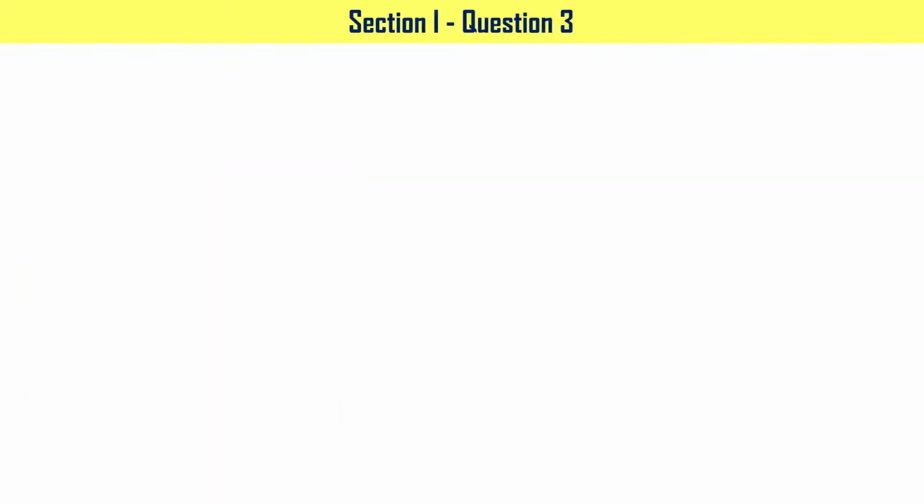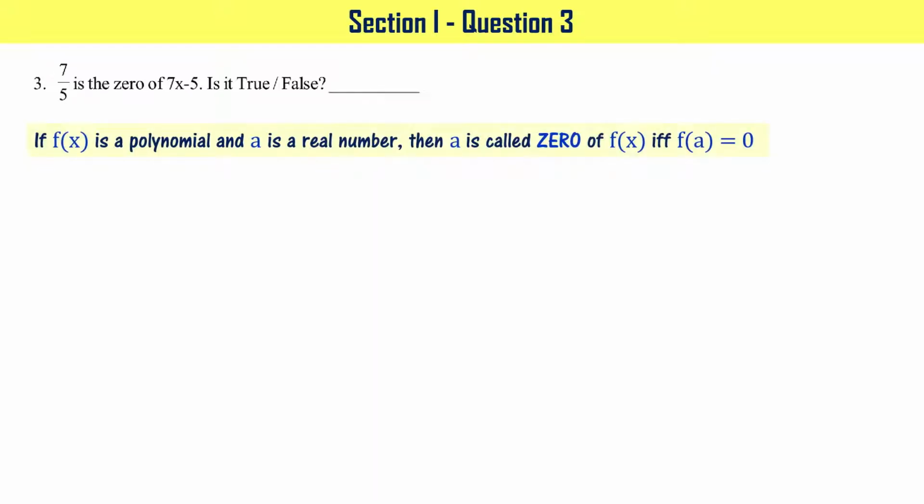Let's go to the next question. Question number 3. 7 by 5 is the 0 of 7x minus 5. Is it true or false? That is the question. We know that if f of x is a polynomial and a is a real number, then a is called 0 of f of x if and only if f of a equal to 0. This is read as if and only if f of a equal to 0.